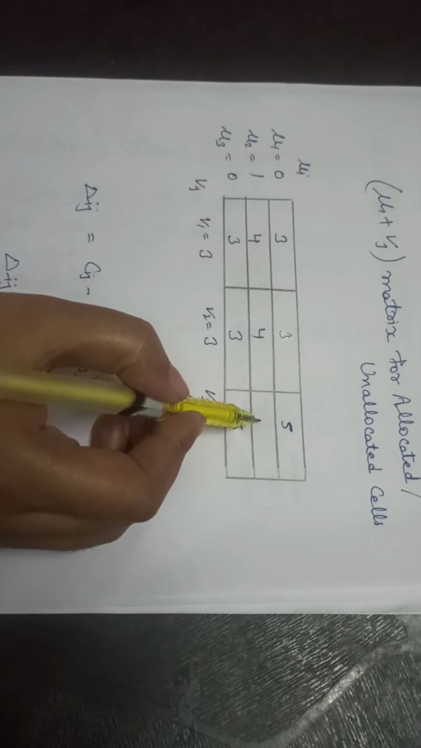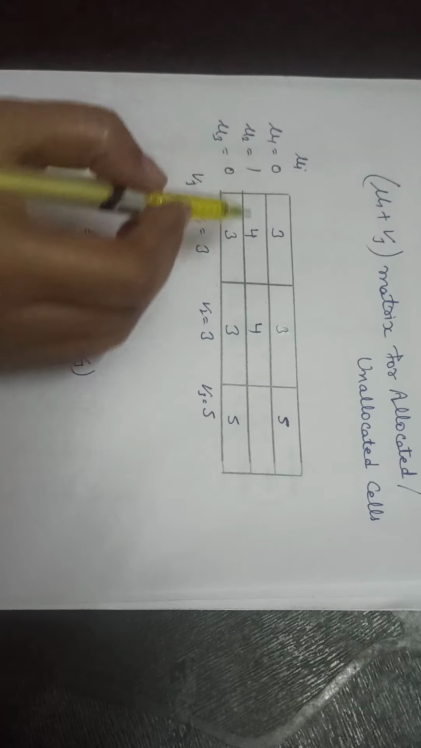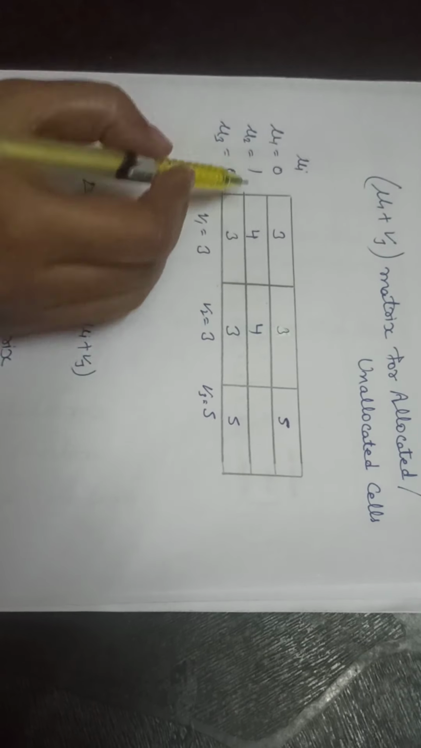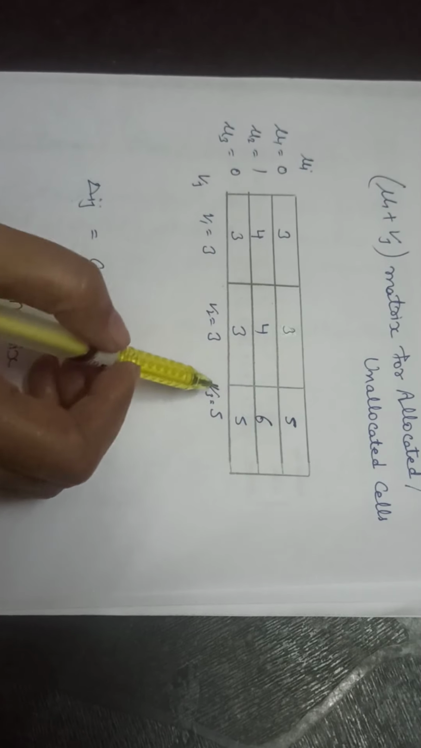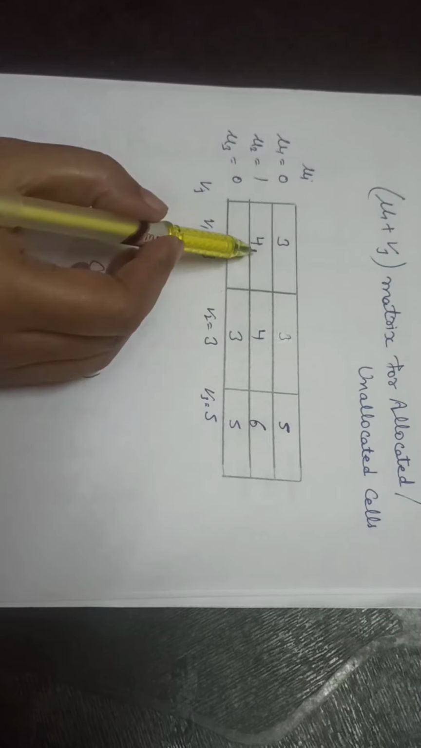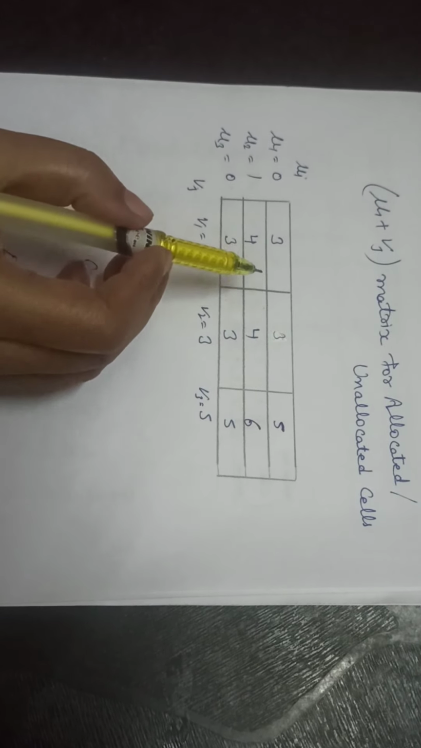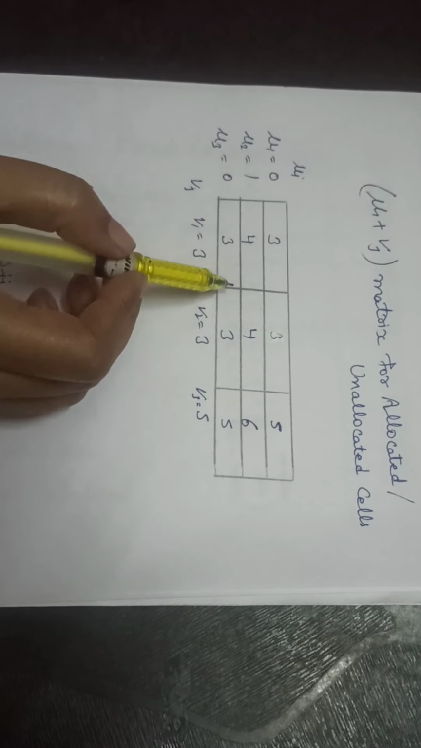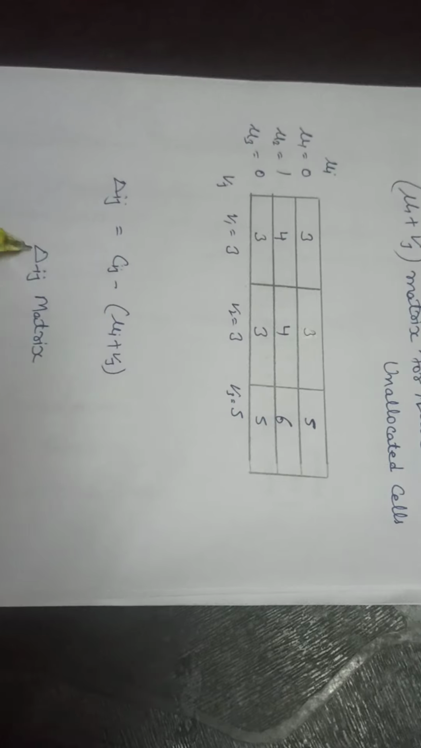Now in this blank cell we will write the total of the u2 value plus the v3 value. 1 plus 5 is equal to 6. Now this is our ui plus vj matrix. We have all values and now we don't have any blank cell. You can see some cells are allocated cells but some cells are unallocated cells. Now we will calculate the next matrix.